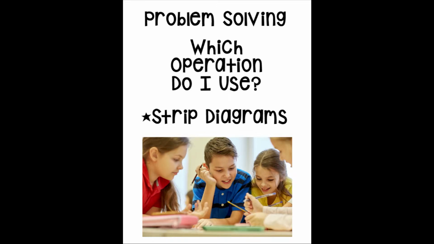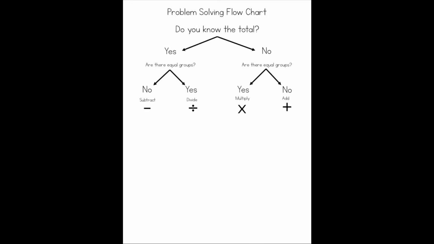Problem solving. Which operation do I use? The problem solving flowchart. The first question to ask is, do you know the total? If you do, the next question, are there equal groups? No, so you're going to subtract. This chart works for nearly every single problem that kids are going to run into.